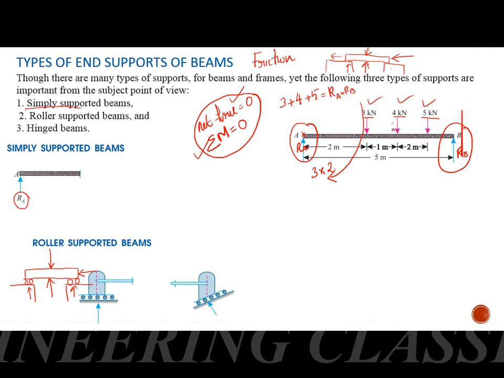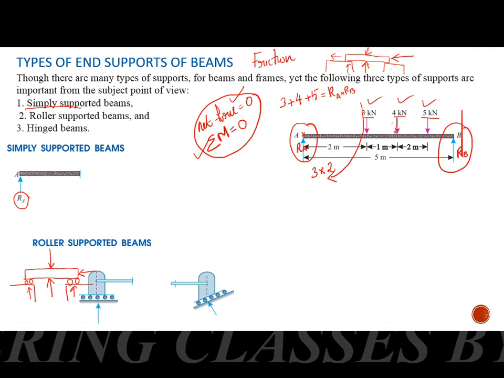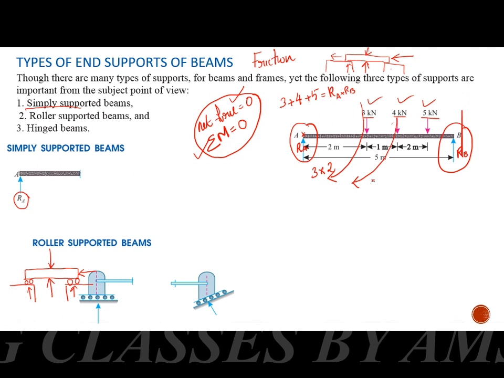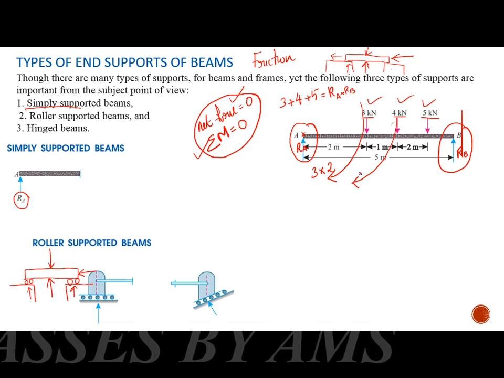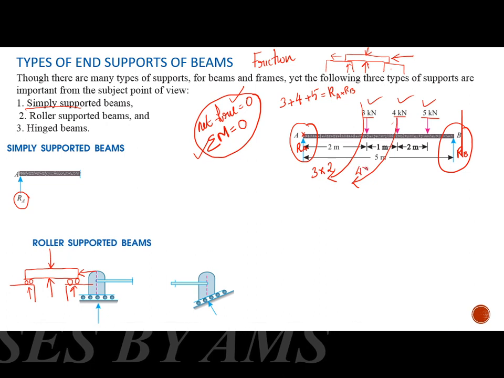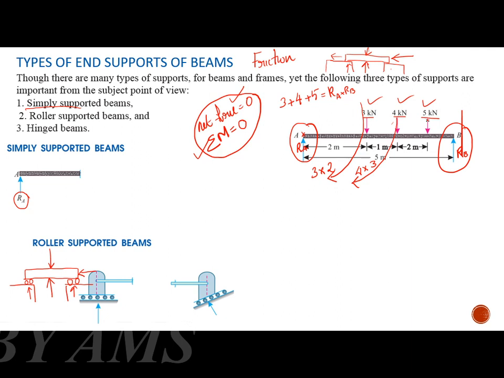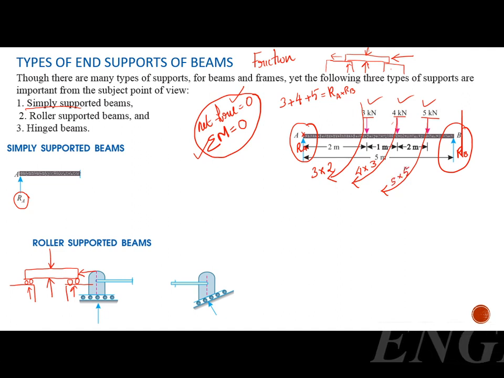And the second thing, the 4 kilonewton force, its effect also will create a clockwise moment, and its value is given by 4 into distance from the point A, equal to 4 into 3. The third force, 5 kilonewton force, also creates a clockwise moment. Its value is given by 5 into 5. This is the total clockwise moment on this system.